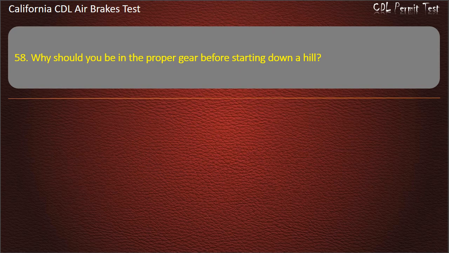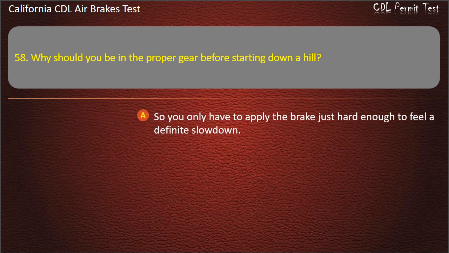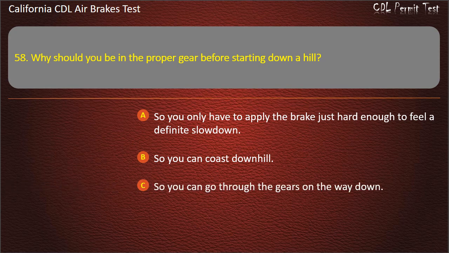Question 58. Why should you be in the proper gear before starting down a hill? So you only have to apply the brake just hard enough to feel a definite slowdown. So you can coast downhill. So you can go through the gears on the way down. Answer: so you only have to apply the brake just hard enough to feel a definite slowdown.